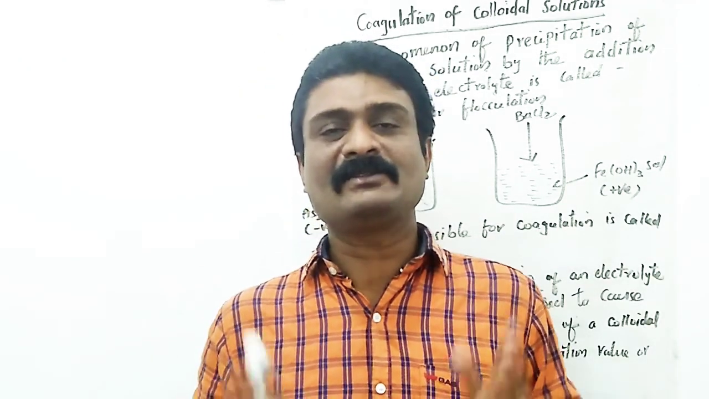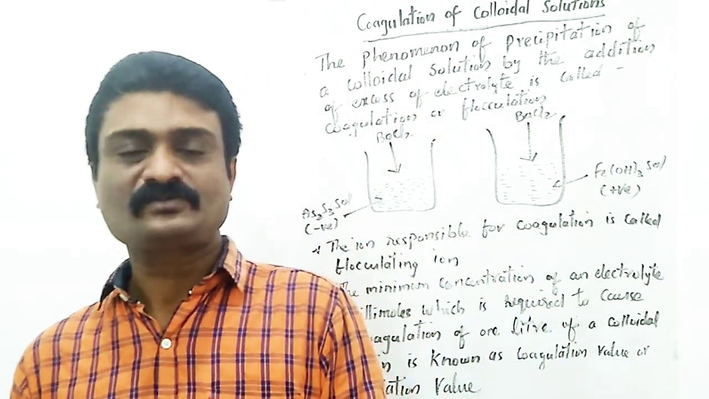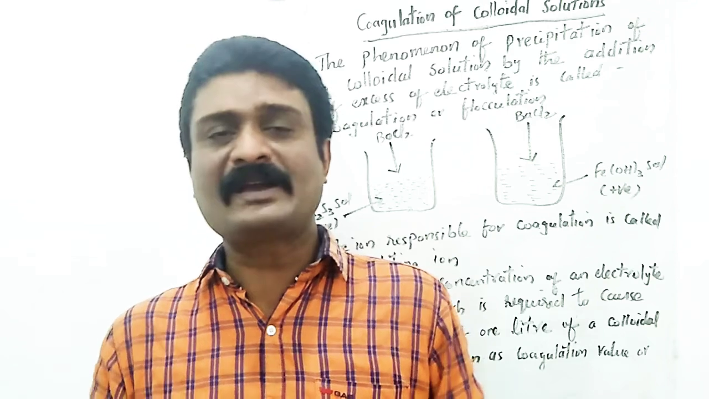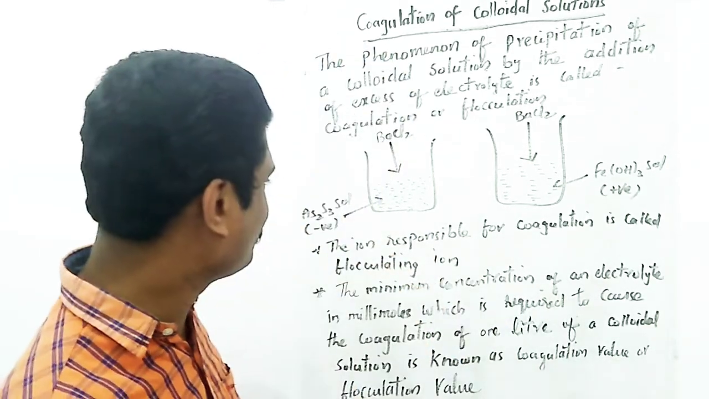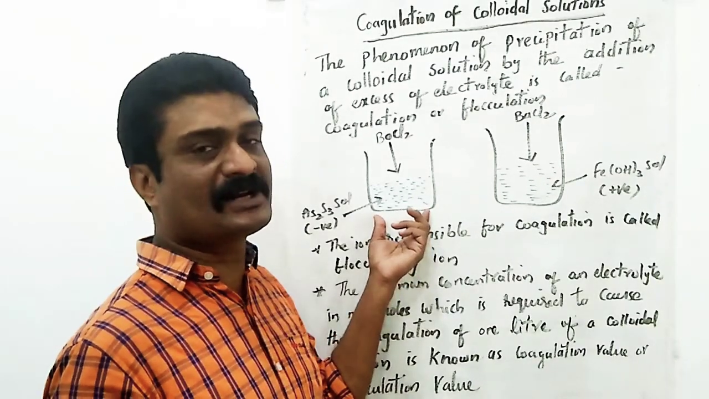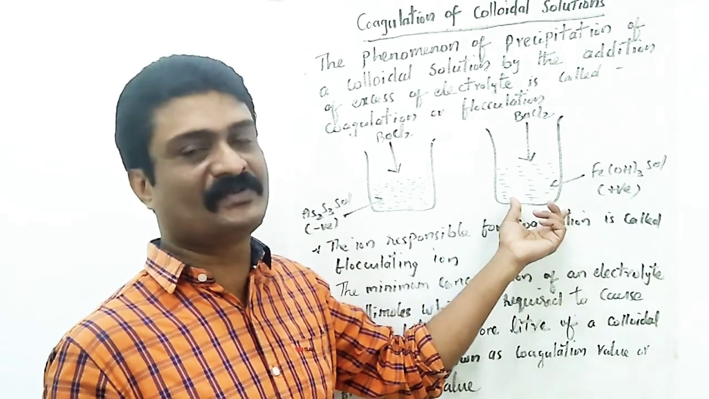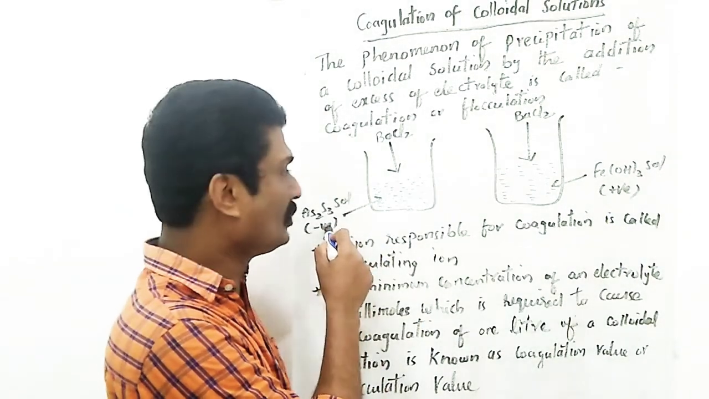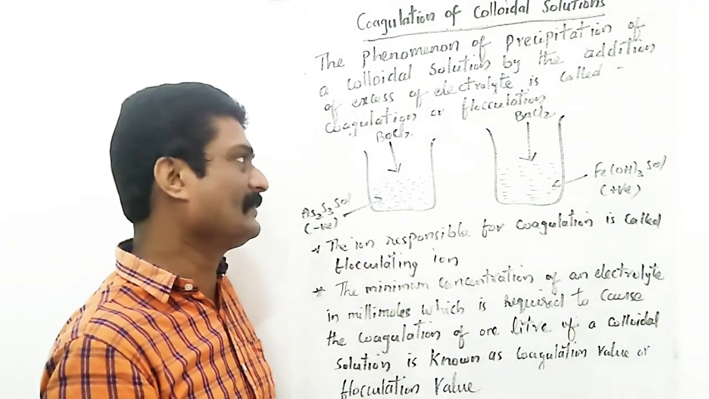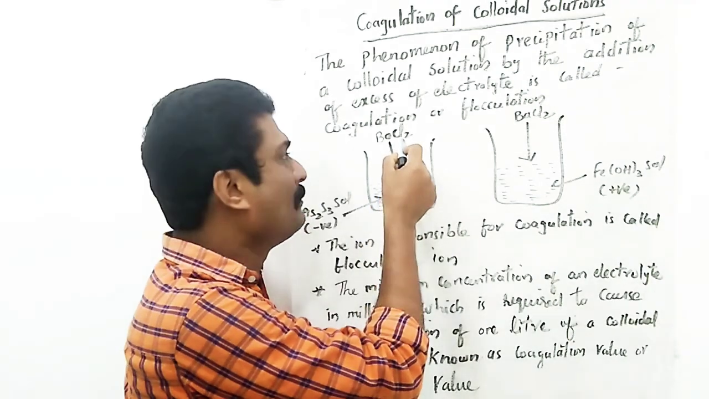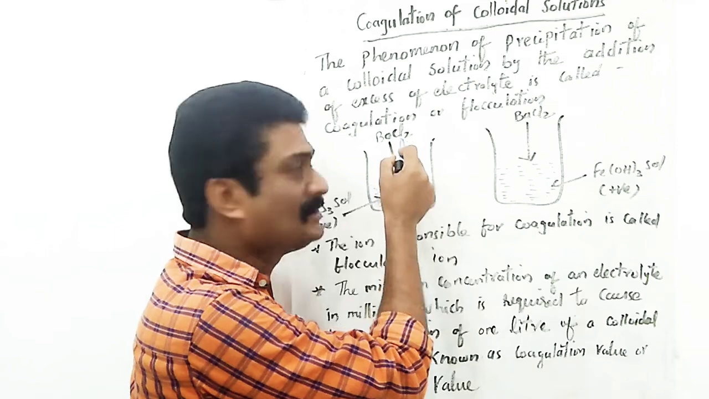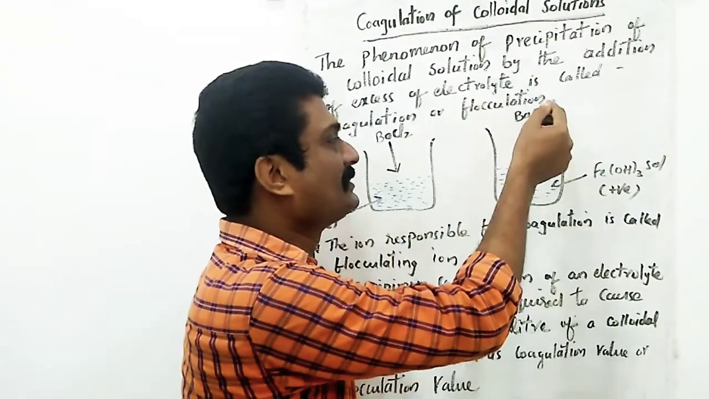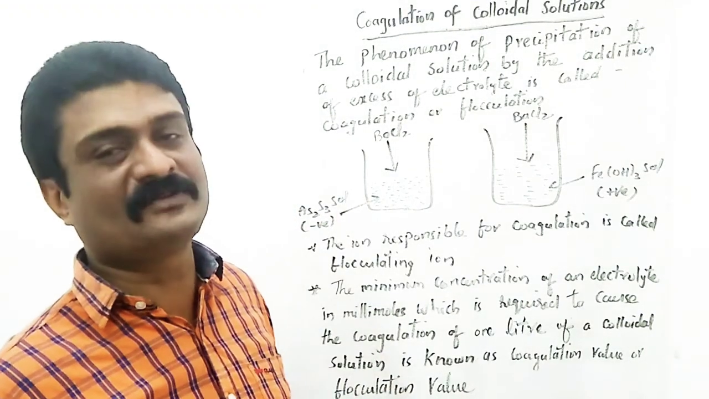Then what is meant by coagulation or precipitation? In order to study the concept of coagulation, we can conduct a simple experiment. Here, we have taken negatively charged arsenic sulfide sol and positively charged ferric hydroxide sol in two beakers. Then we add a large excess of barium chloride solution. Barium chloride acts as the electrolyte. The same electrolyte is added to both.